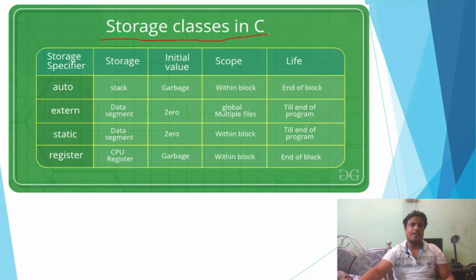So, storage class in C. What is storage class? We discuss here automatic, auto variable, extern, static, register. What is the storage? I explained that an auto variable is stored in the stack, and extern is a global variable or static, stored in the data segment. Static is also defined in the data segment, and register is defined in the CPU register.